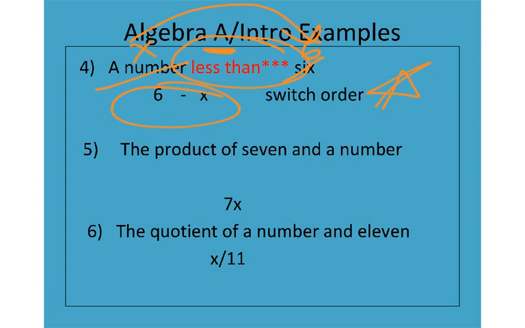Number 5, the product of 7 and a number. So let's follow our steps. Cross off 7 and write the number 7. Cross off a number and write x. So we did the first two steps already. Product. Look back in your chart. Product actually means multiplication. Remember, this word and is not an operational word. It just means we're doing an operation of these two things because it joins them. But product does mean multiplying. So the final answer is 7x.